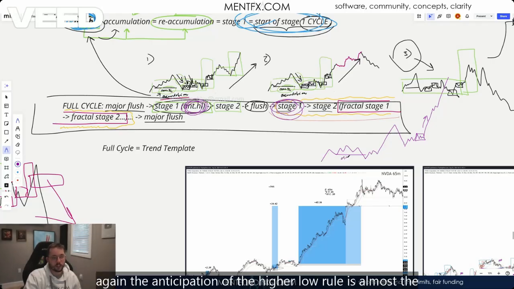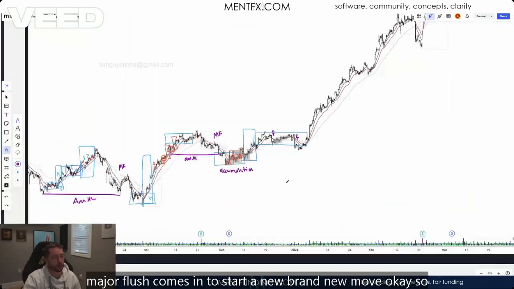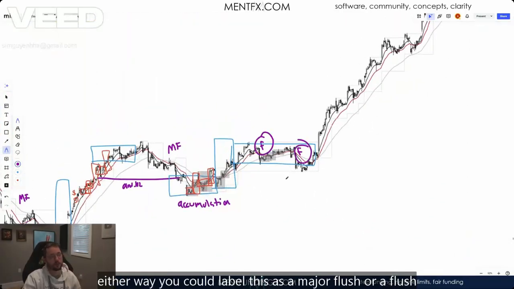Because again, the anticipation of the higher low rule is almost the start of a cycle, and that start of the cycle could be pronounced and continue for a very long time due to these rules right here, where stage 1 and stage 2 can repeat intermittently or over and over again until a true major flush comes in to start a brand new move, okay? So either way, you could label this as a major flush or a flush.